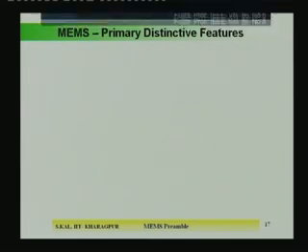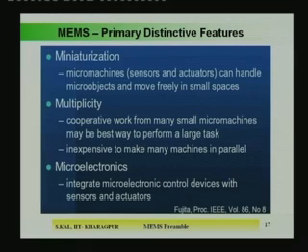Now, the distinctive features of MEMS are threefold. One is miniaturization, second is multiplicity, and the third is microelectronics. Miniaturization, as I already told you, is how the size of both sensors and actuators is brought down and down, and they are integrated together. Multiplicity means multiple functions are made in a system. If you want a large machine or large task, you have some small micro machines, and those micro machines are coupled and integrated together to get the best performance on a single chip.